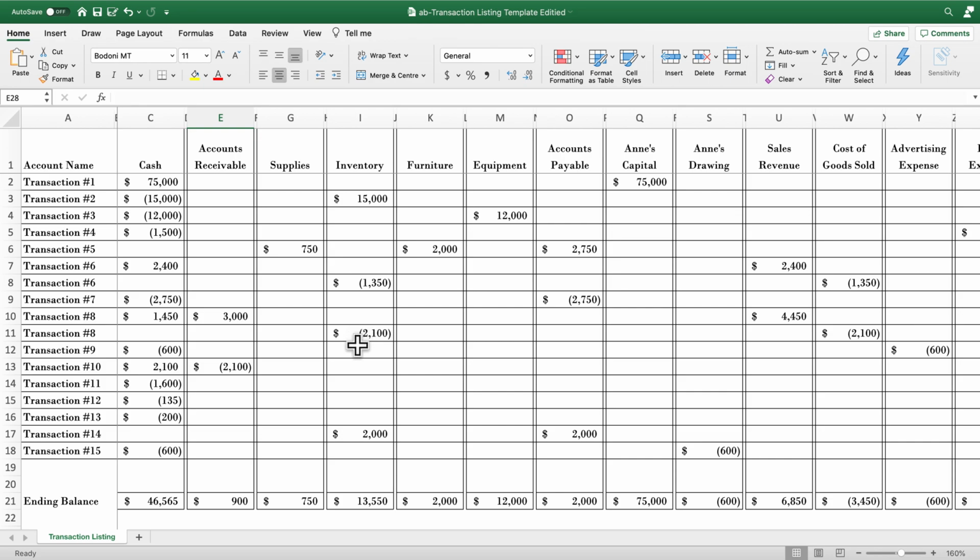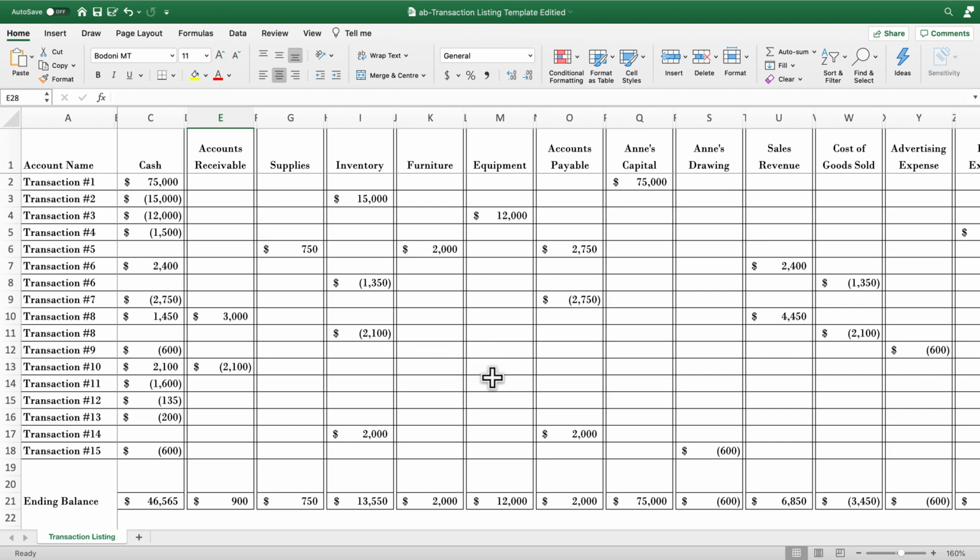Now we got to look at our cost of goods sold is $2,100. So there's $2,100 of inventory going out. So what we paid to have that inventory. And our debit is our cost of goods sold here because it's an expense, right? So it's $2,100 under cost of goods sold.